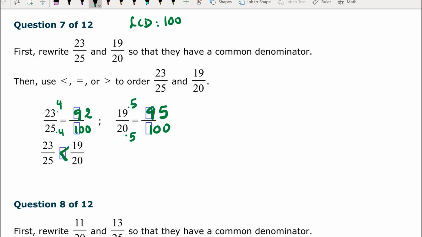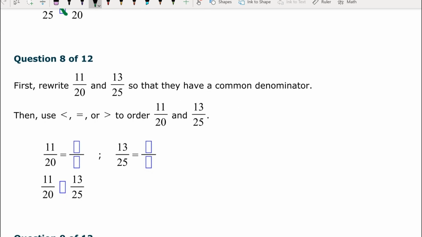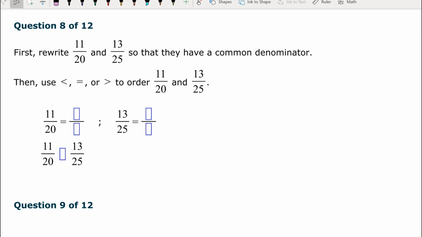Alright. Now we're heading to problem 8. It's the same idea. They still have 20 and 25, so our least common denominator will still be 100. Same step: multiply by 5, so that will give us 55 over 100. And for the second one, multiply by 4, so that will give us 52 over 100. Since 55 over 100 is bigger than 52 over 100, then 11 over 20 is bigger than 13 over 25.